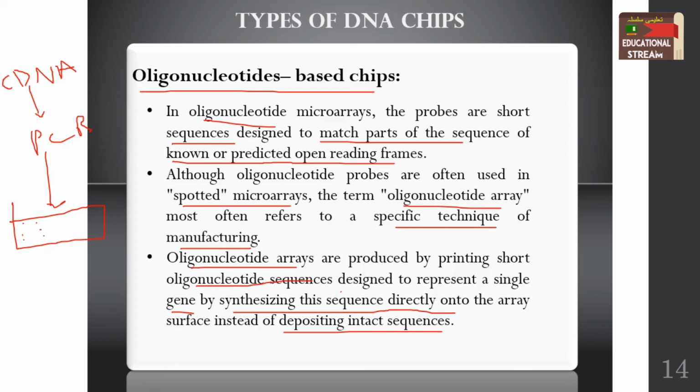But in case of oligonucleotide, these small size oligonucleotides are synthesized on the chip, and we add each nucleotide one by one. Like first A is synthesized, then will come the T and C. And this method is known as photolithography, and we will study about it.